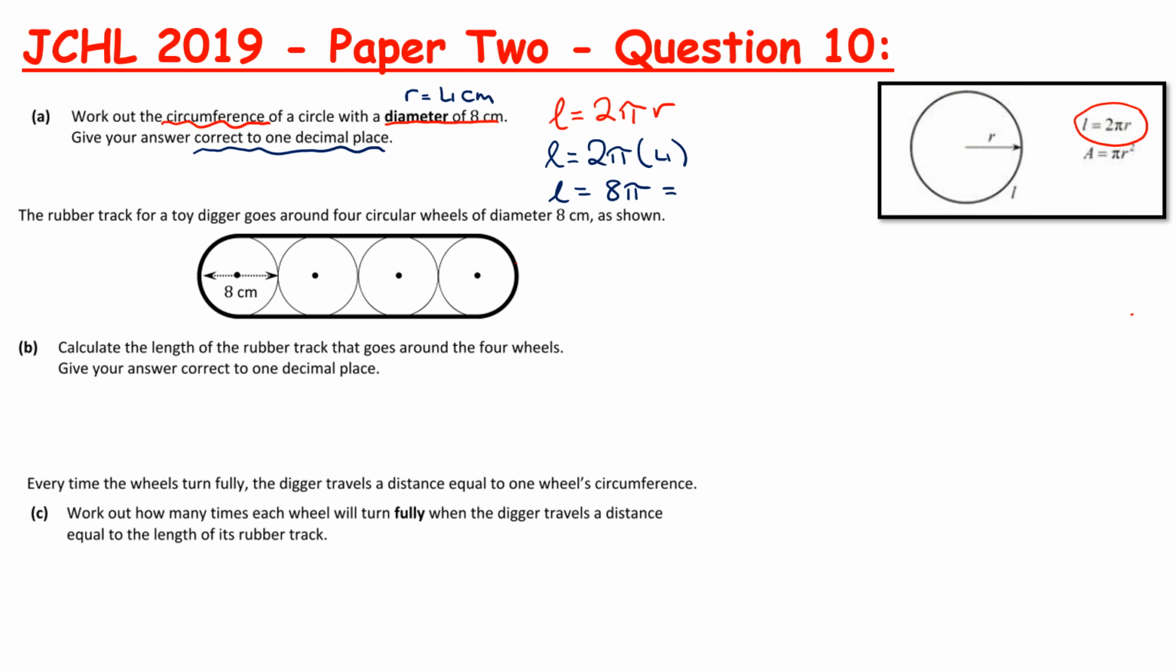So what we want to do is, if you're using your Casio, you're using S to D to change that to a decimal. If you're using Sharp, you are using your change button. So we get 25.1 centimeters.